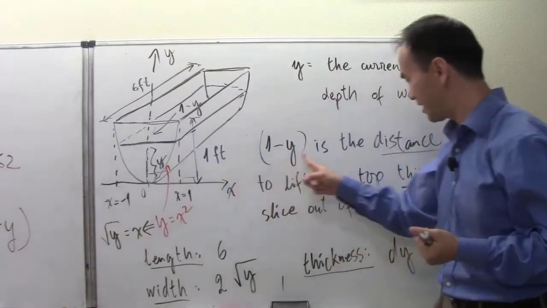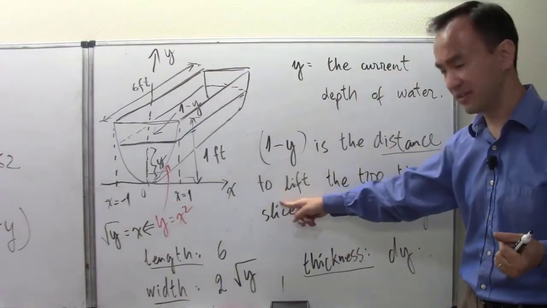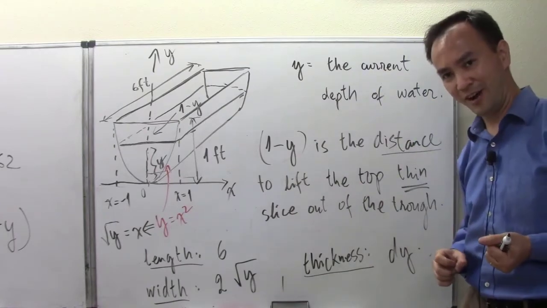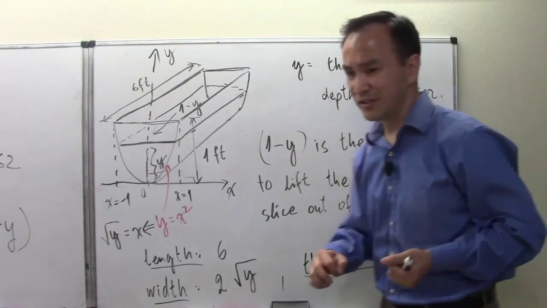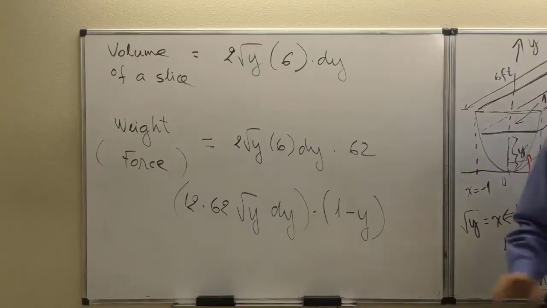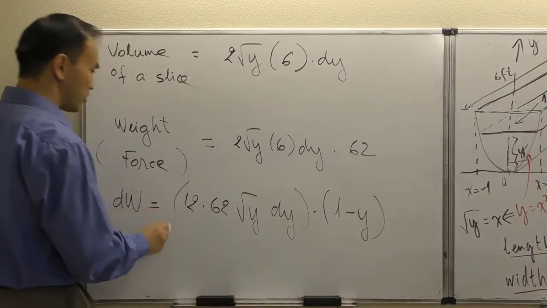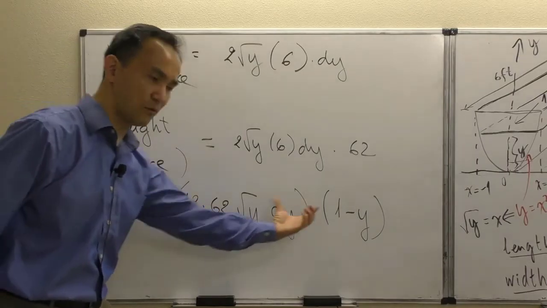1 minus y is the distance to lift the top thin slice out of the trough right there. Okay, and that's the idea right there. And so now all of that here, ladies and gentlemen, this is a little amount of work right here. See, because work is force multiplied with distance.